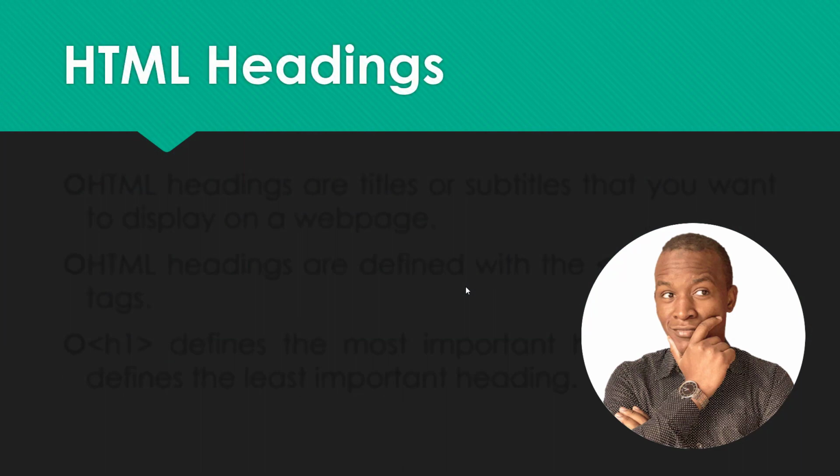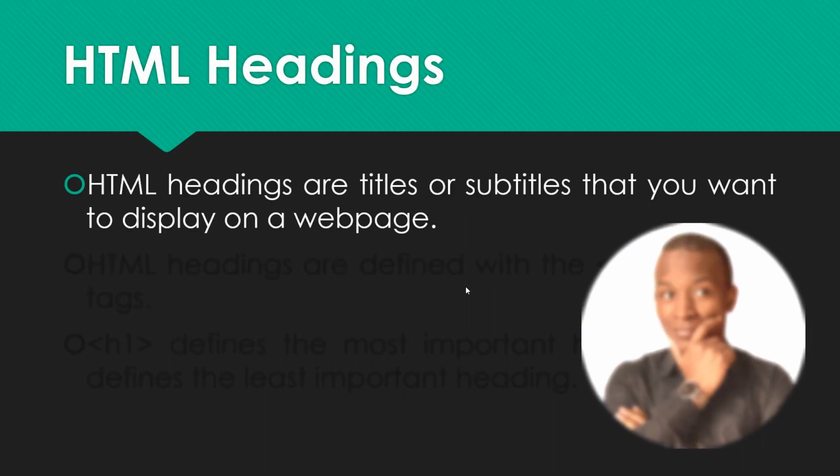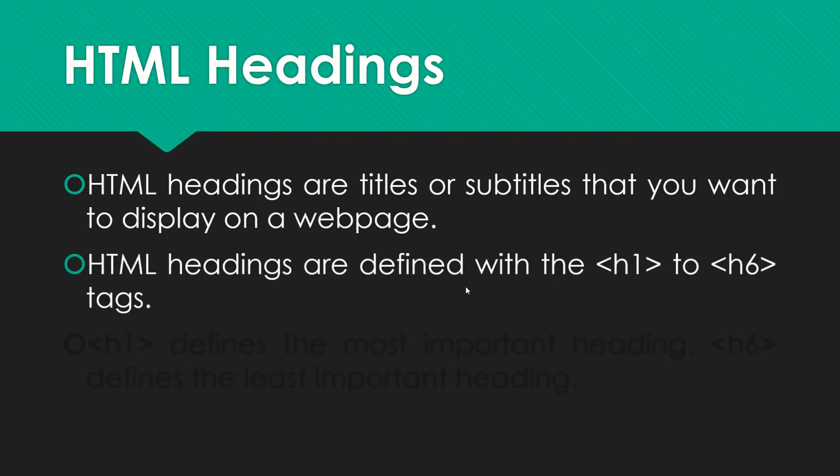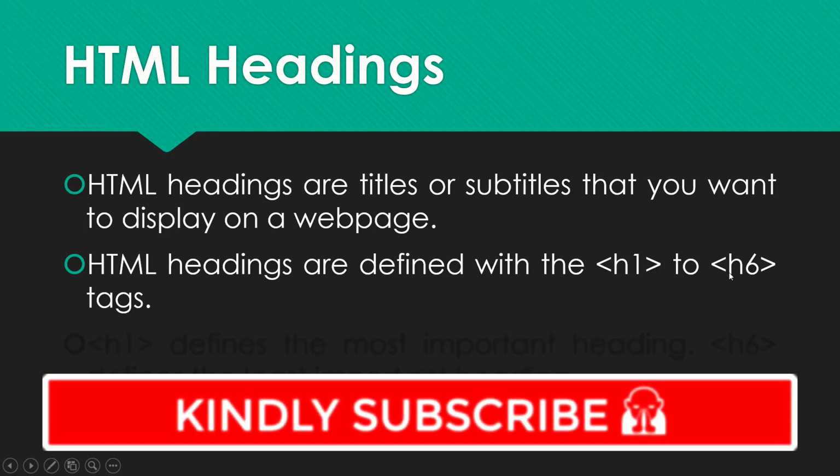So let's get started. HTML headings are titles or subtitles that you may want to display in your web page. If you want to put a certain title or a subtitle in your web page, you define those titles and subtitles using HTML headings. HTML headings are defined with h1 tags up to h6 tags. So we have tags which begin from h1 up to h6.